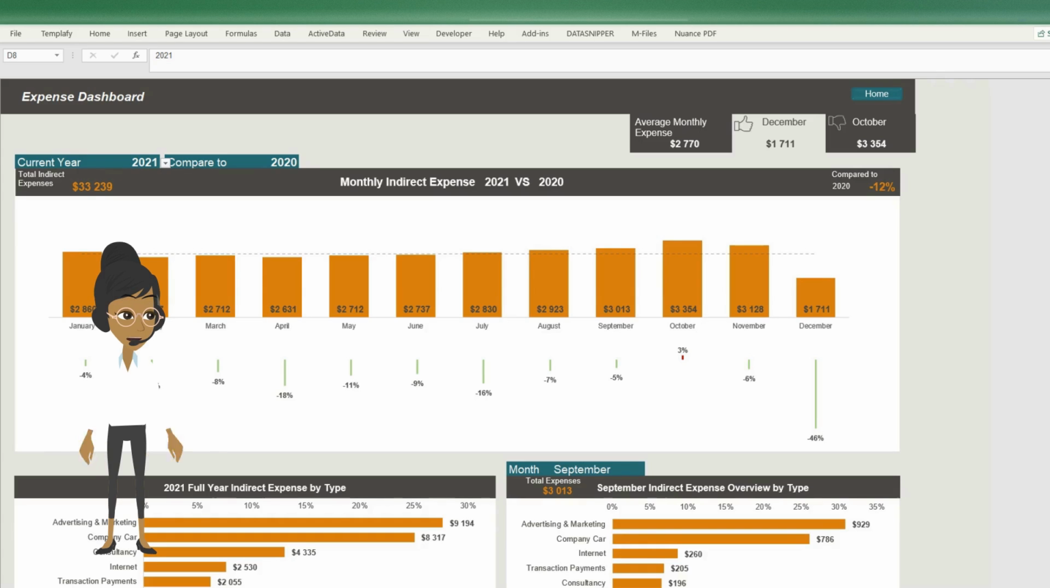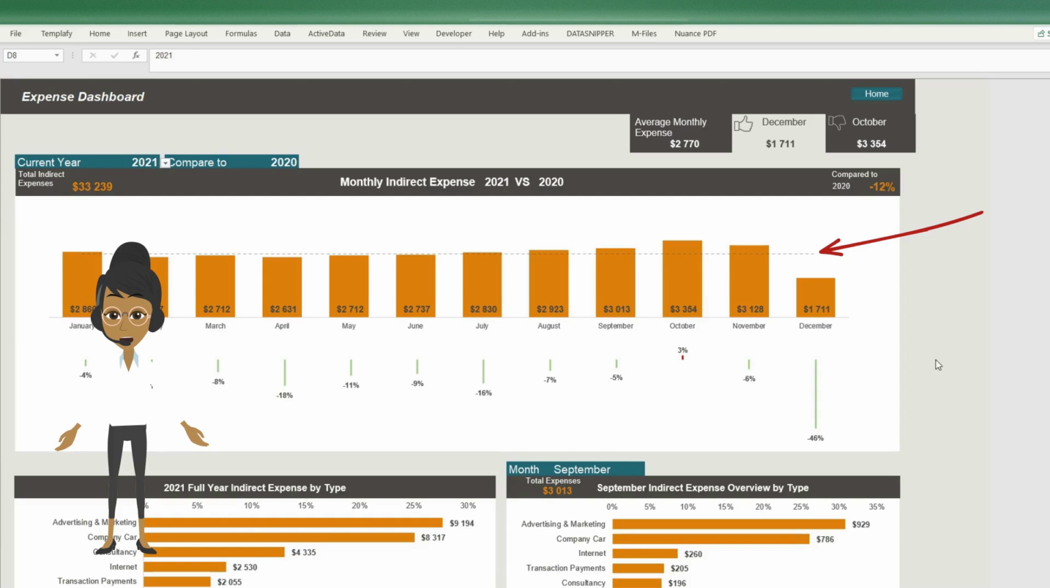So for example, let's look here. In December 2021, the indirect expenses decreased by 46% compared to December 2020. In October 2021, the indirect expenses increased by 3% compared to October 2020. Now the dotted line represents the monthly average indirect expense.